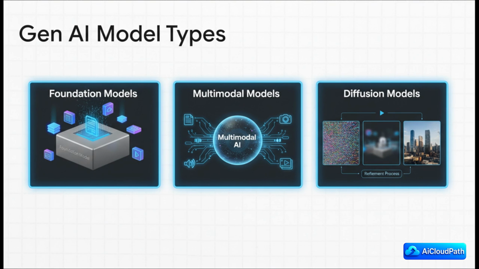And just like with car engines, there are different types for different jobs. You've got your foundation models, which are these massive general-purpose AIs that can be customized for specific tasks. Then you have multimodal models. These are the multitaskers that can understand not just text, but images and audio too. And finally, you have diffusion models, which are the artists, creating those mind-blowing realistic images you see online.